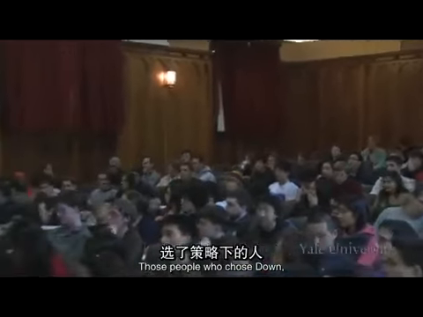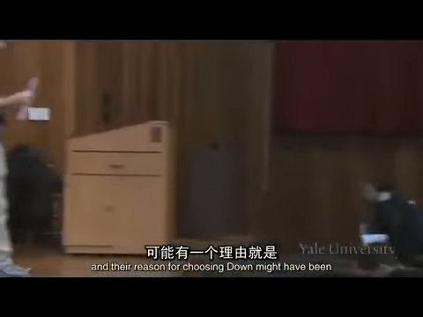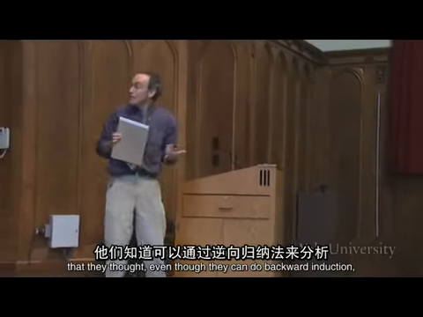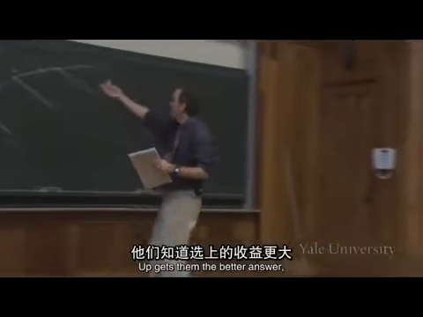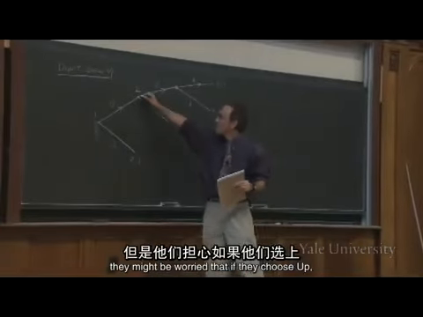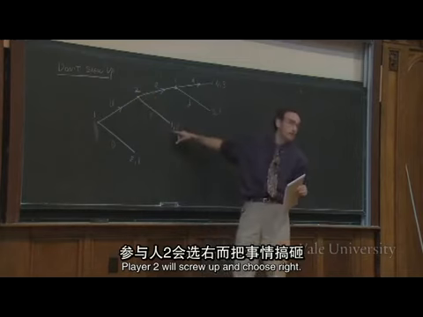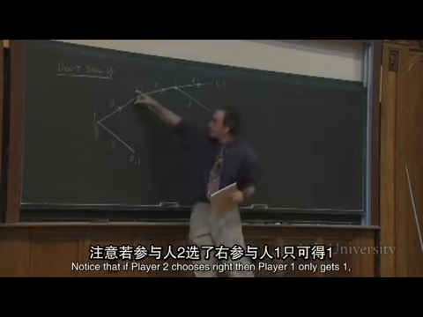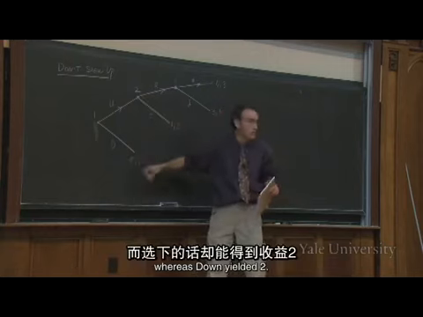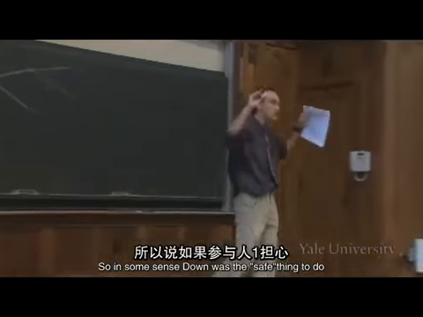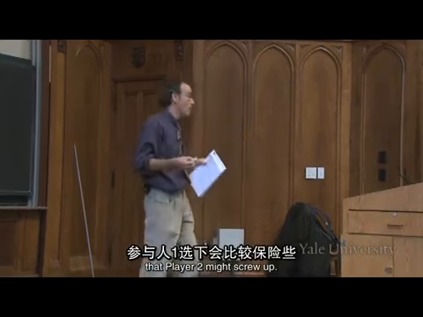Those people who chose down, they may have had a reason for choosing down, and their reason might have been that even though they can do backward induction, so even though they know that by backward induction up gets them the better answer, they might be worried that if they choose up, player 2 will screw up and choose right. And notice that if player 2 chooses right, then player 1 only gets 1, whereas down yielded 2. So in some sense, down was the, quote, safe thing to do for player 1, given that they might be worried that player 2 might screw up.